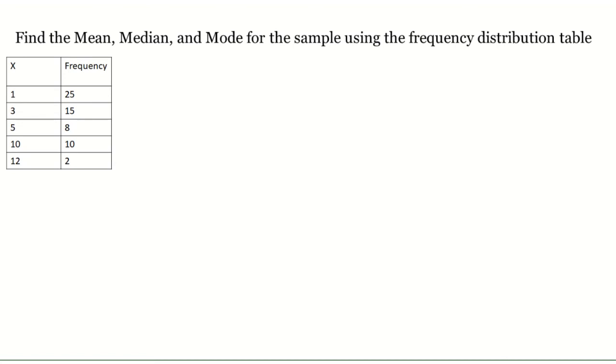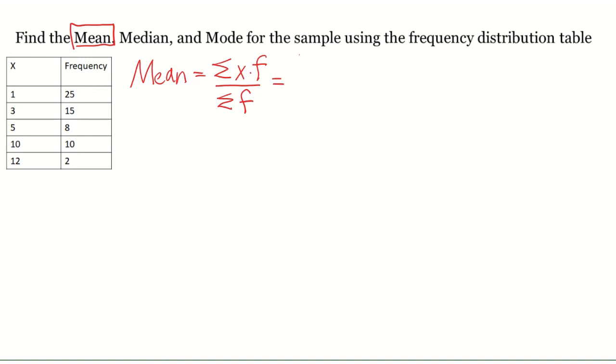Let's look at the next problem. This one says find the mean, median, and mode for the sample using the frequency distribution table. So let's begin by solving for the mean. To solve for the mean, when we have a frequency table, we're going to take the sum of the X values times their frequency divided by the sum of the frequencies.